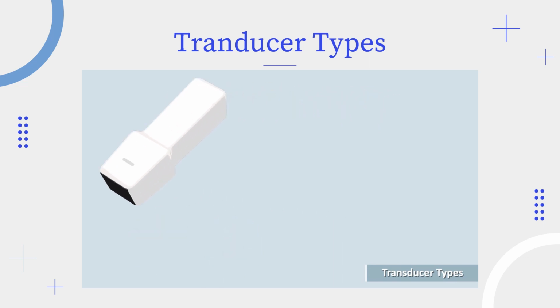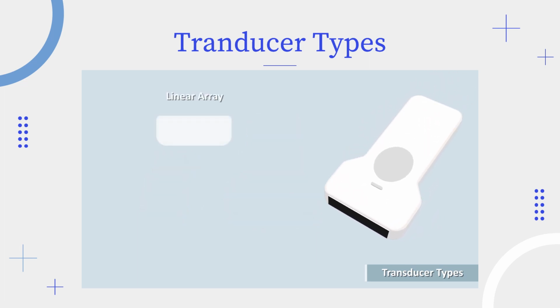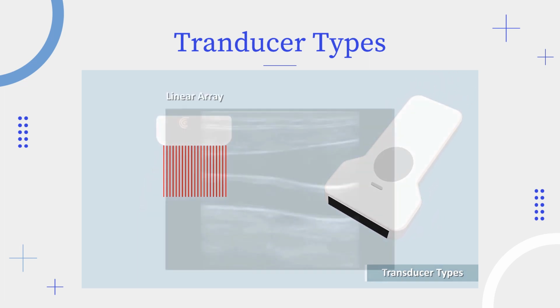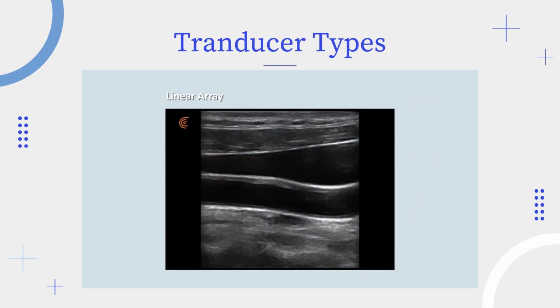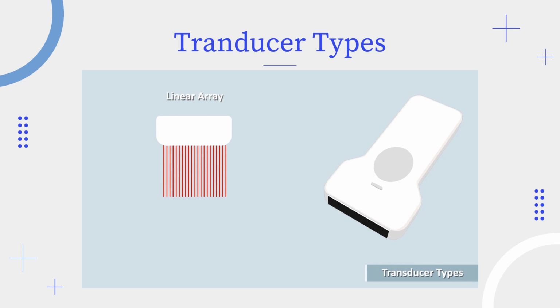The active elements in a linear array are arranged in a straight line and typically not steered. This results in evenly spaced beams and the best resolution. Higher frequencies are usually used in linear transducers, which works well for vascular and superficial soft tissue studies.